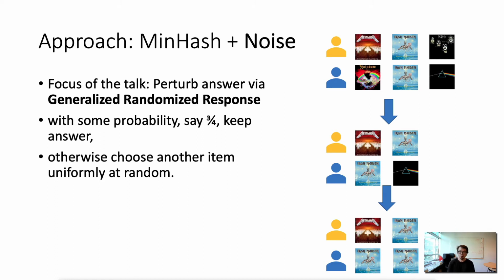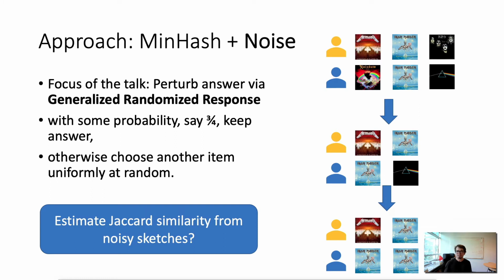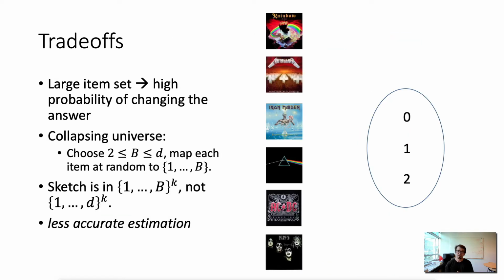As you can see, this adds some plausible deniability to these vectors, because the yellow user can just say, well, no, I don't listen to Metallica. This was just the outcome of these random choices. The big question is now that we have these noisy variants, how do we actually estimate the Jaccard similarity from these noisy sketches? Before I show you this, I just want to give you one important little trick.